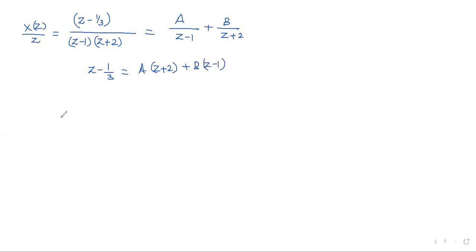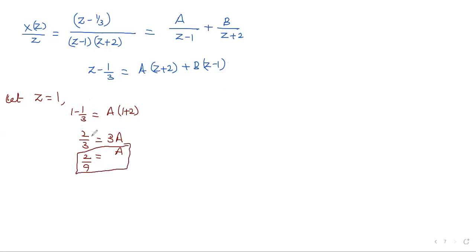Now, let us find the coefficients. Let Z is equal to 1. So, how much will we get? 1 minus 1 by 3 is equal to A into 1 plus 2. The B term is 1 minus 1, 0. Now, what is 1 minus 1 by 3? This will become 2 by 3 is equal to 3A. So, what is the A value here? A value is 2 by 9.